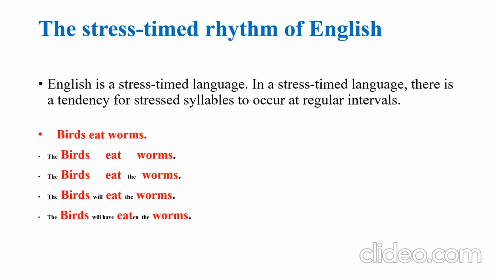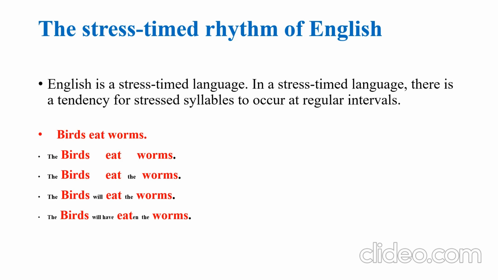First, let's learn what stress-time rhythm of English is. English is a stress-time language, and in such type of language, there is a tendency for stressed syllables to occur at regular intervals. So the amount of time that it takes to say a sentence in English depends on the number of syllables that receive stress.